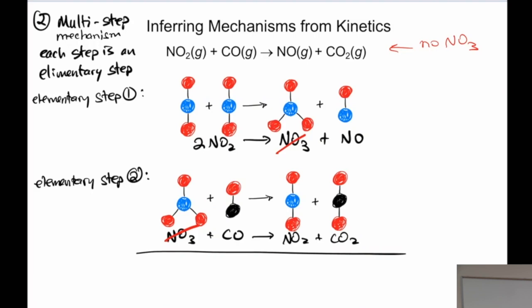There's a special word for these things that are produced in one step and consumed in another. It's called an intermediate.